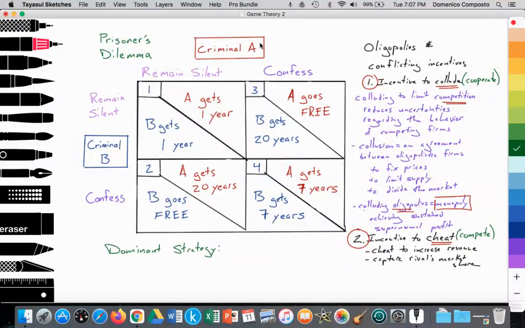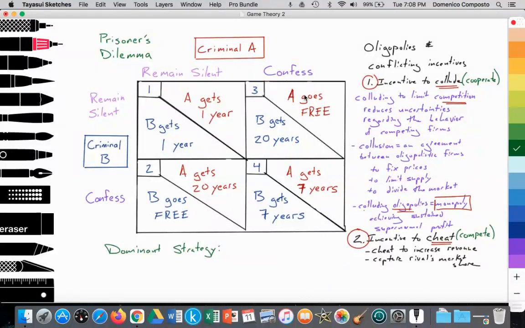What happens if criminal A confesses and gives some information to the police while criminal B does not cooperate with the police and remains silent? Then criminal A is essentially ratting out criminal B, cooperating with the police in order to get a get-out-of-jail-free card.